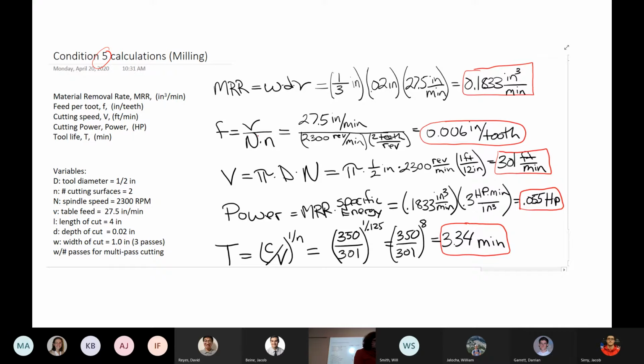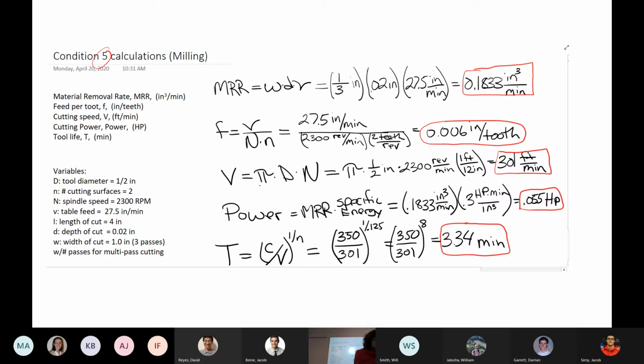Our feed, which again is going to be in inches per tooth, and small f feed is off feed, and then speed, we have what we set the machine, but we also have the cutting parameters. So that's going to be our table feed, our spindle speed, and number of teeth or cutting surfaces. So we get 0.006 inches per tooth.